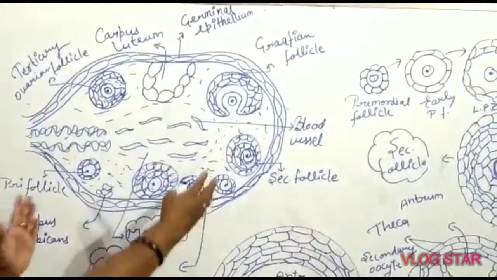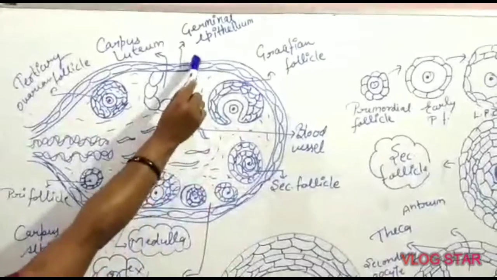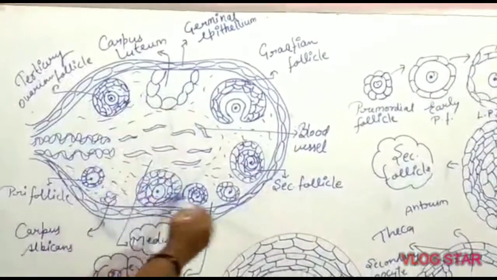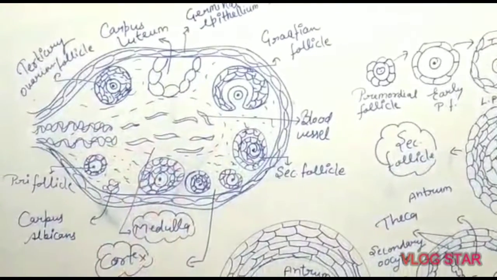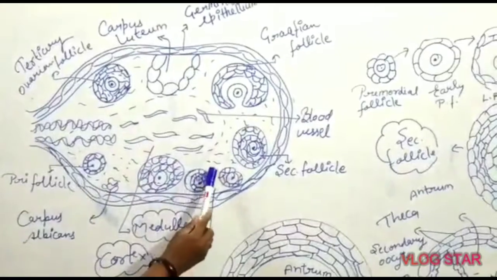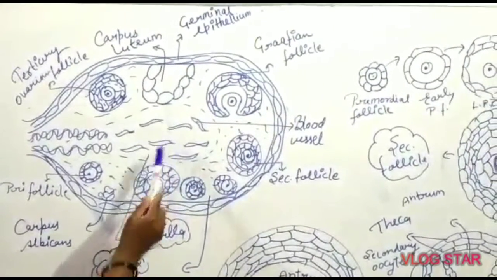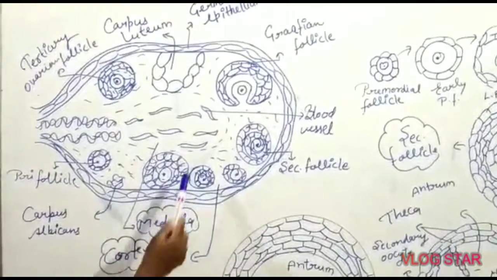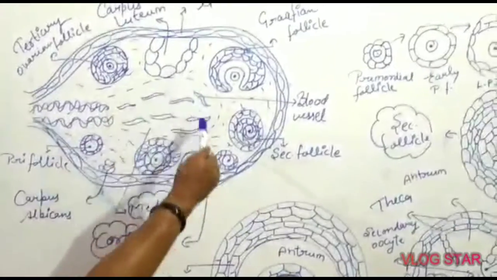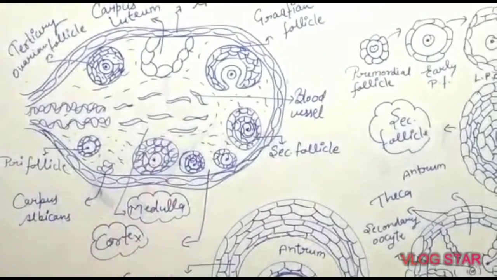In this ovary you can see the outer surface, that is called the germinal epithelium, while the inner part is filled with a fluid, that is called the stroma. Stroma is divisible into two parts, the outer part, that is the cortex, and the inner part, that is the medulla.